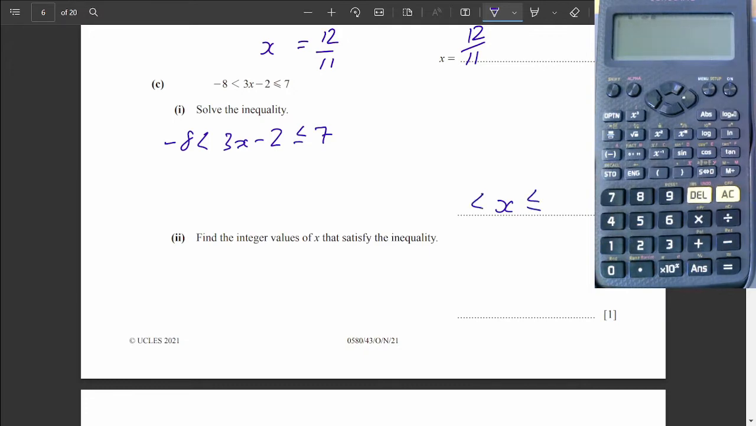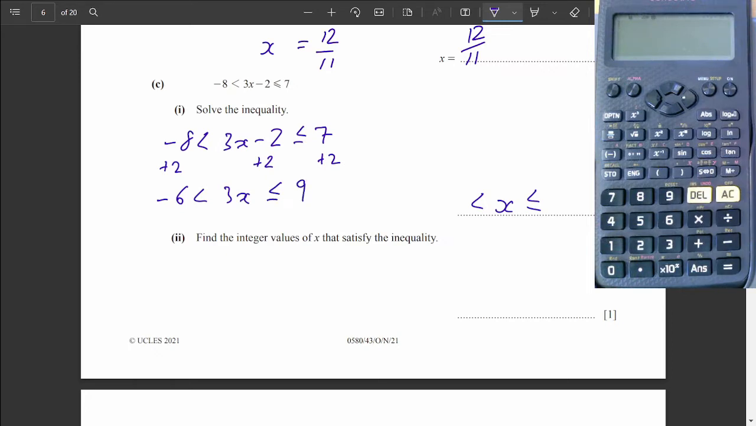The first thing I'm going to do is add 2, and like any good equation or inequality in this case, we need to do the same everywhere. So we need to add a 2 there and add a 2 on this side. So that will give us minus 6 is less than 3x is less than or equal to 9.